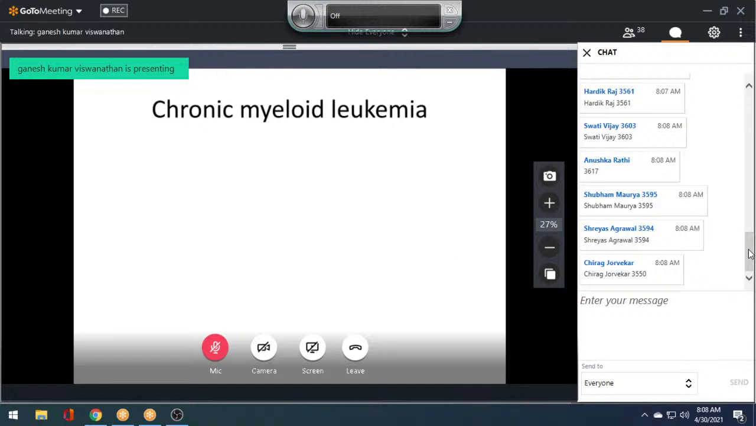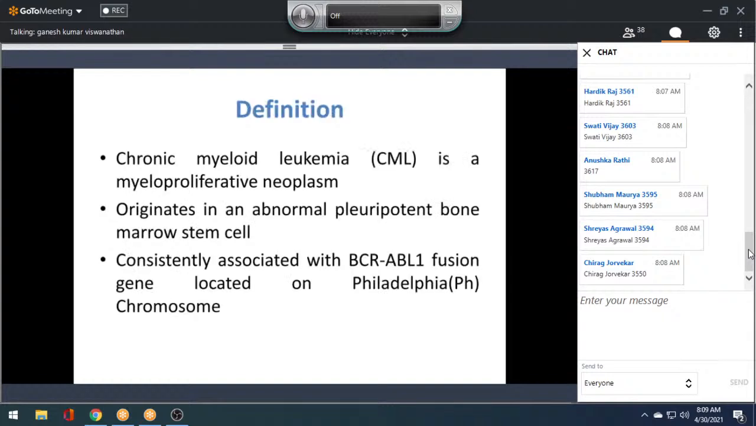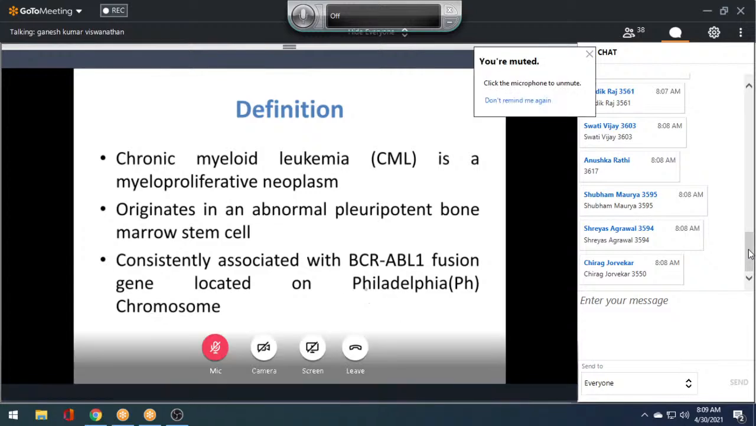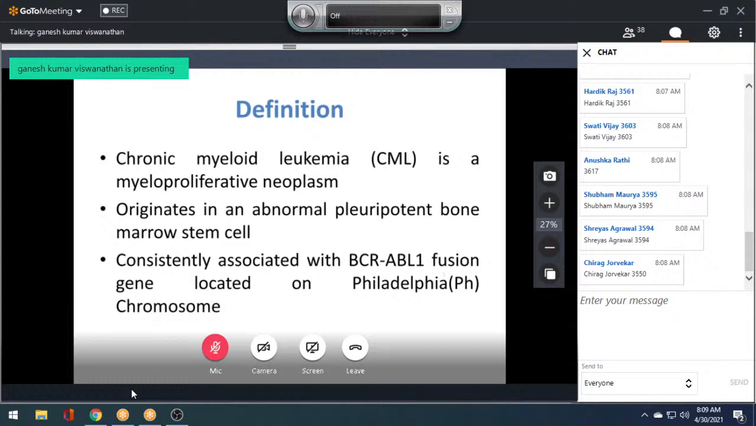We will start in the first half. We study CML. We'll start with a small introduction. Then we see a little bit of pathogenesis and move on to the other features, diagnosis, and treatment. CML is a prototype myeloproliferative neoplasm. It originates in an abnormal bone marrow stem cell, and the characteristic feature is the presence of the Philadelphia chromosome or BCR-ABL1 fusion gene. The Philadelphia chromosome is the result of a translocation 9;22, which basically results in the fusion of two genes, BCR and ABL1 gene. And this BCR-ABL1 fusion gene is responsible for the different effects of CML.